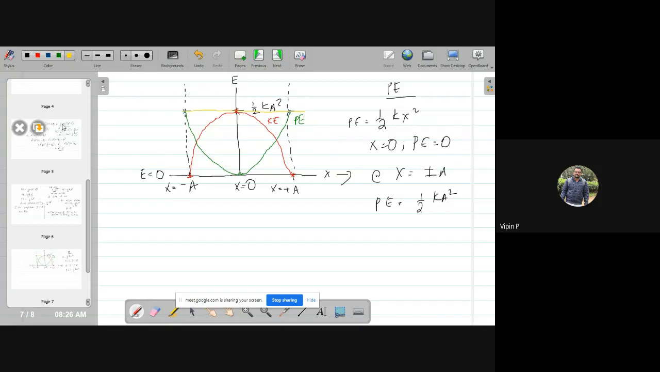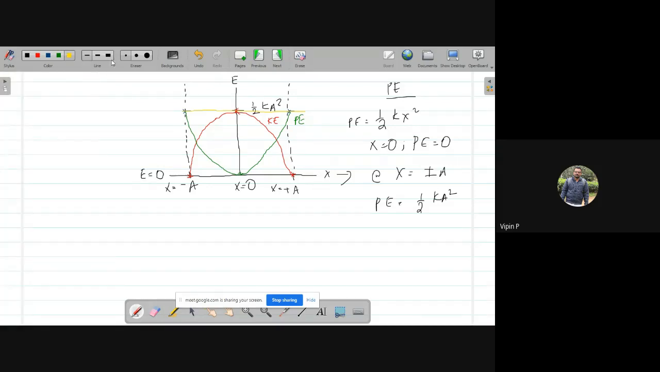Right? Now, obviously, energy conservation principles work here. Because see, what basically happens is that at the mean position, we'll qualitatively see it, at the mean position, K is maximum.